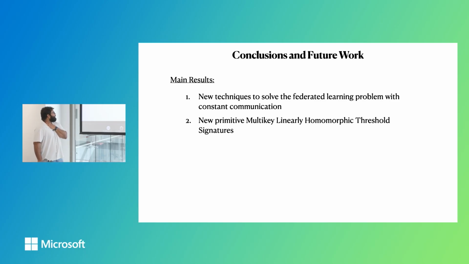So just to conclude, we show a new way to solve the federated learning problem with just constant communication, using a new primitive, multi-key linearly homomorphic threshold signatures. Multi-key homomorphic signatures do exist; there are constructions, and in fact there is a multi-key linearly homomorphic encryption scheme as well, and our construction is inspired by that. The threshold is new, and the size of the signatures is also constant, whereas previously they required sending more data.